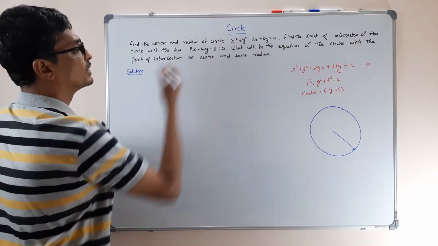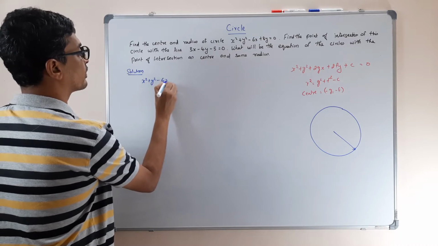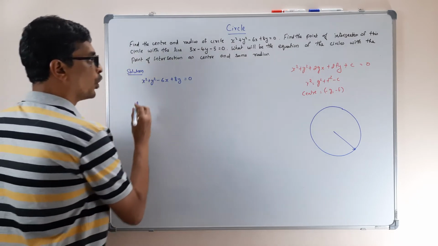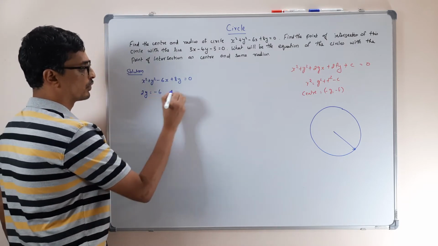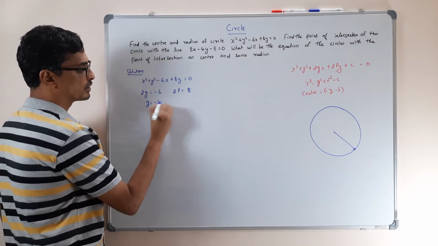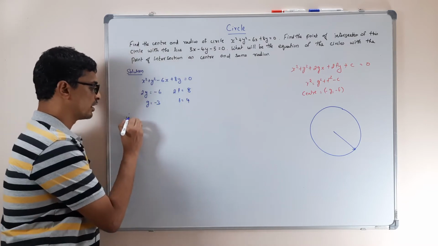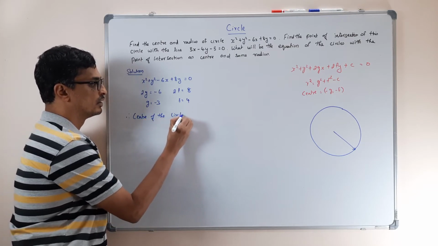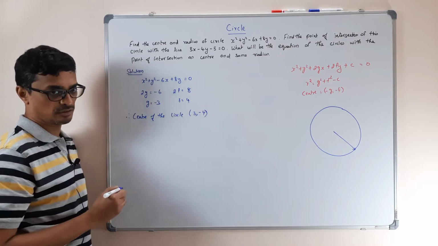So x square plus y square minus 6x plus 8y equal to 0. Correct? So now 2g is equal to how much? Minus 6. And 2f equal to? 8. So therefore g is equal to minus 3, and f is equal to 4. Correct? Therefore, the center of the circle is 3, minus 4, because minus g and minus f is the center of the circle.